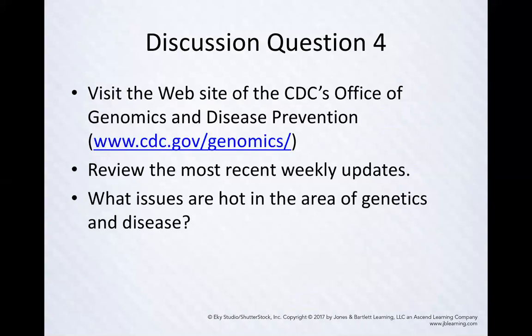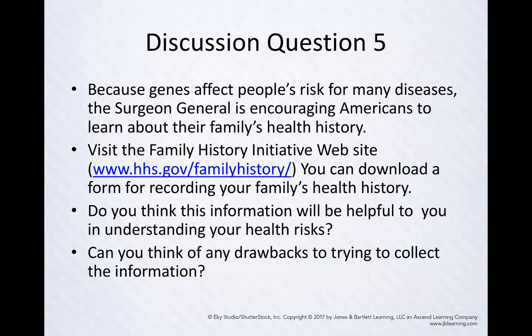And then I want you to look at the website and start to look at the different genetic diseases out there. What are some hot areas, some hot topics for genetic diseases? And then the last discussion question is looking at, do you know your family history of what genetic areas, do you know what information would be useful for you? And what would be some drawbacks of collecting this information?